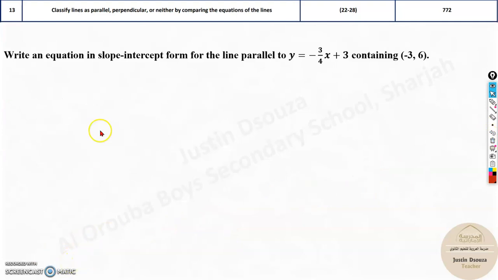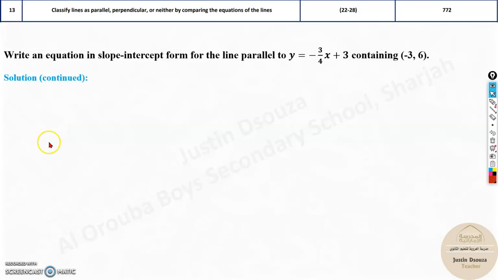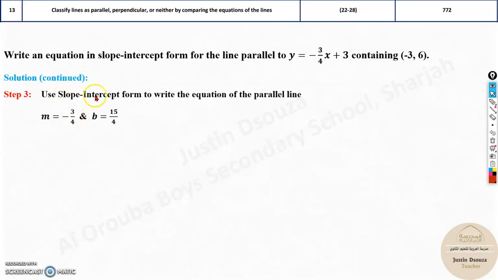But it's not over. Now what you need to do is put it in the slope intercept form, with the m and b values. Now this is the final answer. That is it. Just like the perpendicular line, but this parallel line is very easy. Why? Because the slopes are the same. So we know the slope, use the slope intercept form and find the b value. Then substitute in the slope intercept form. This is the answer.